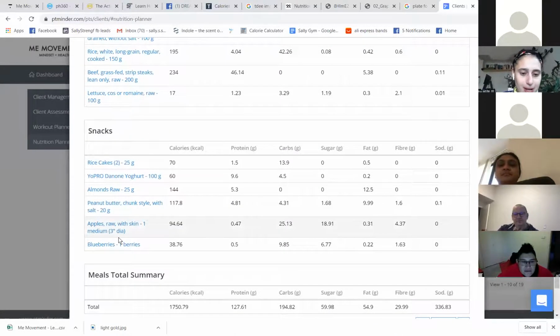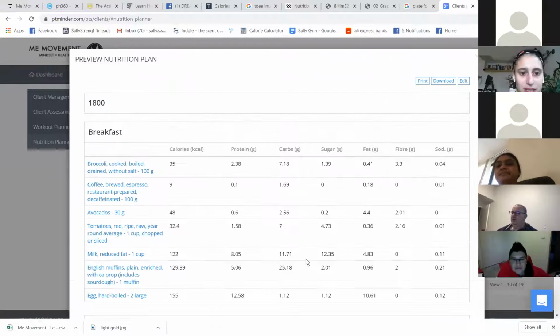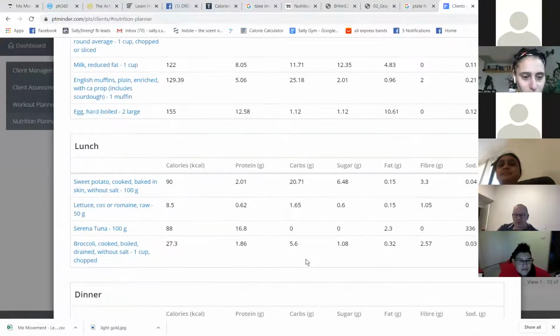How do you work that out? I wouldn't worry about that at this point in time. I'd worry about calories and protein, but still incorporating carbohydrates into your diet. It needs to happen. All right? But this is a generic kind of what it looks like.